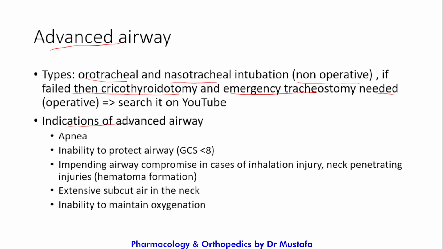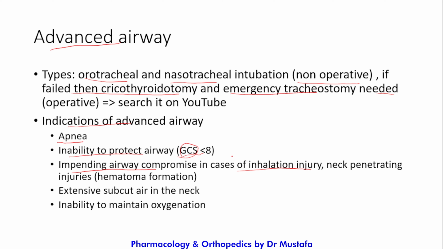So indications of advanced airway include many. The first is the patient being apneic, they can't breathe. The second is the inability to protect the airway, and that's when the Glasgow coma scale of the patient is less than 8, and we will discuss the Glasgow coma scale in further slides. And when the patient is having impending airway compromise in cases of inhalation injury, that's when the patient inhaled smoke or chemical compounds, and those will lead to the airway being compromised, but eventually after a while.